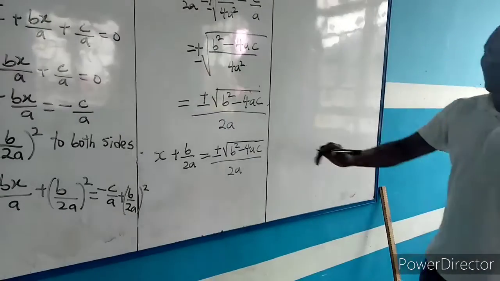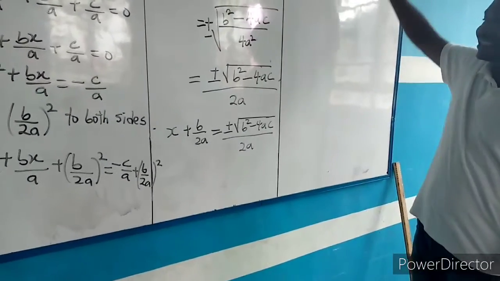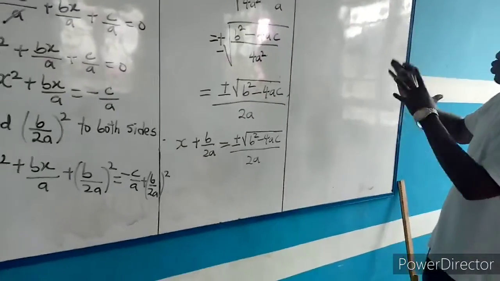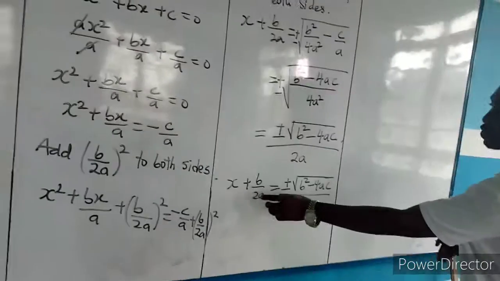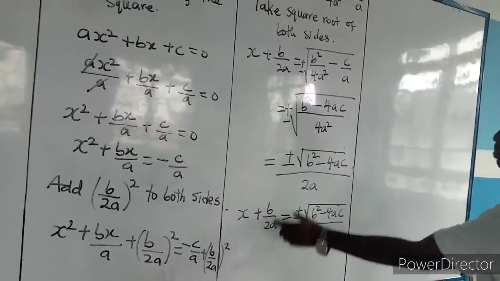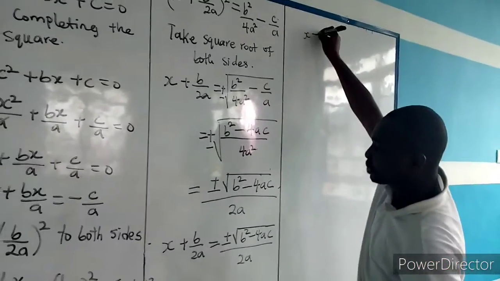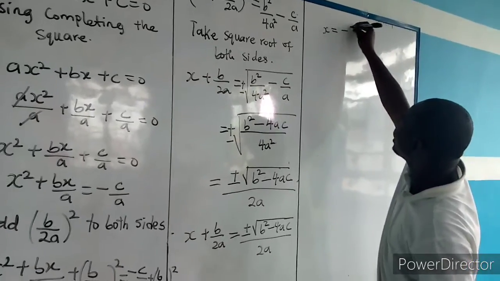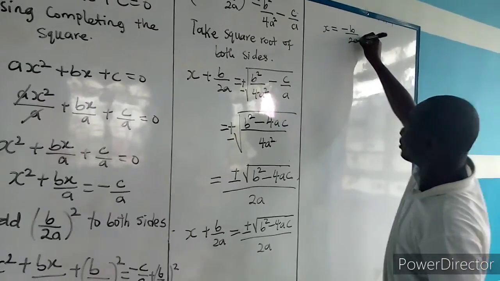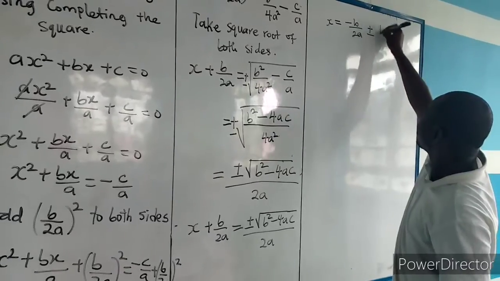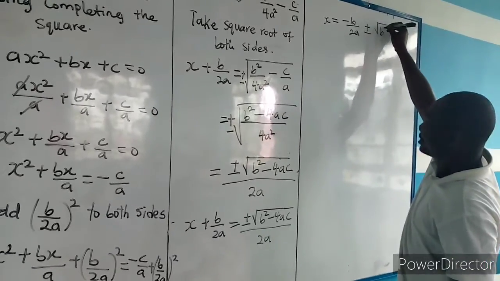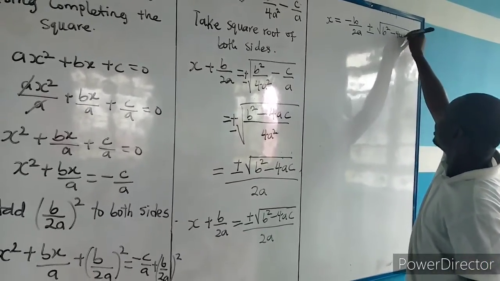So we are almost at the end of getting the formula now. Just 2 or more steps to go. So the next thing I'm going to do is to take this b over 2a to the other side. So it becomes x equals minus b over 2a plus or minus the square root of b squared minus 4ac divided by 2a.